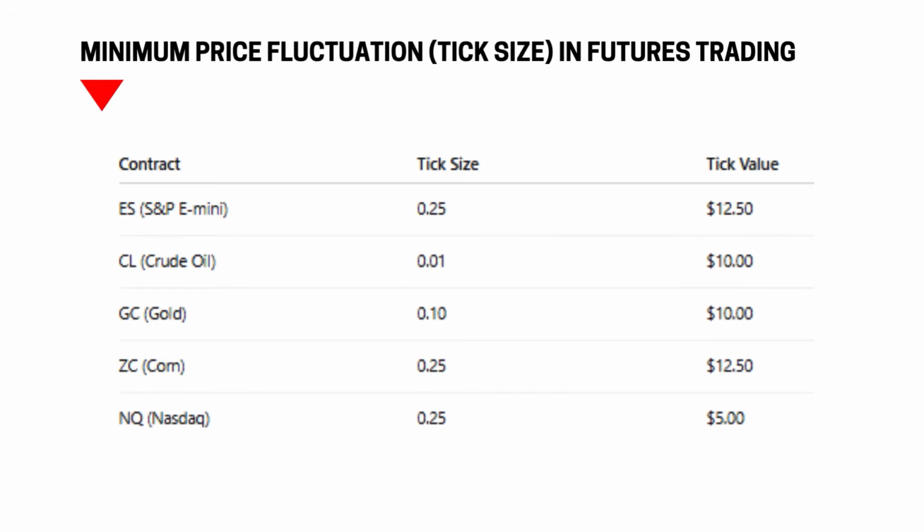Let's look at a couple of examples now to give you an idea of what tick size and tick value look like across different contracts. We've got the S&P at the top, we've seen that already, 0.25 tick size, $12.50 tick value. For example, gold is 0.1 and $10 tick value. Nasdaq there at the bottom, 0.25 and $5.